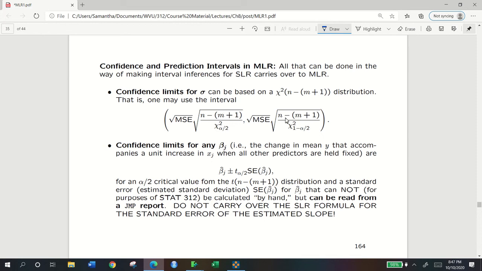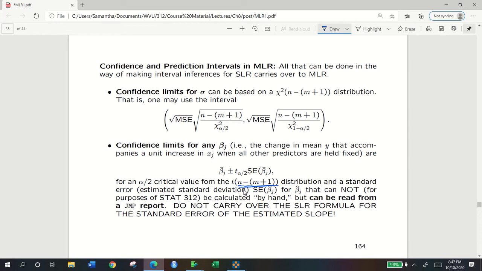And for our confidence limits for any predictor, beta j, we'll still use the same formula that you're familiar with, where beta j hat plus or minus t alpha over 2 multiplied by the standard error of beta j hat. We will still use the t distribution. What does change is our degrees of freedom, which are going to be n minus the quantity m plus 1.